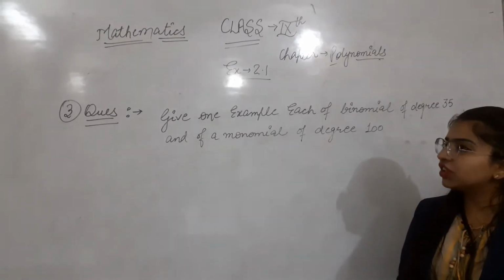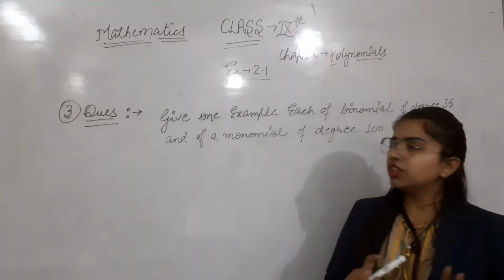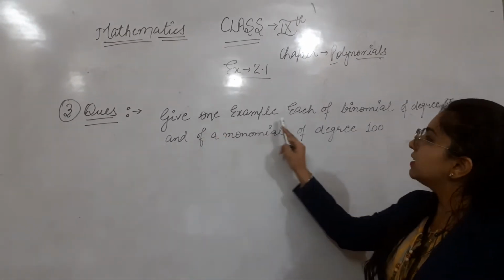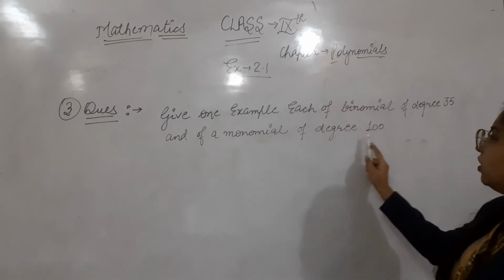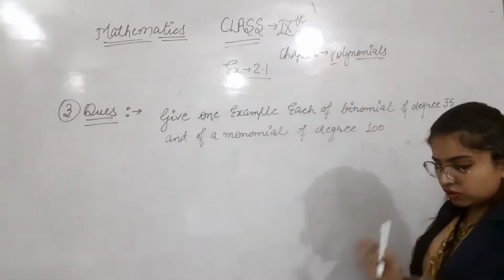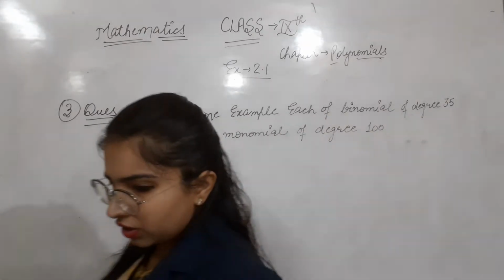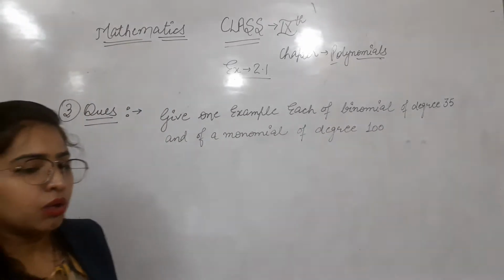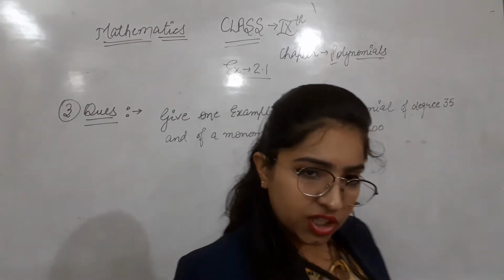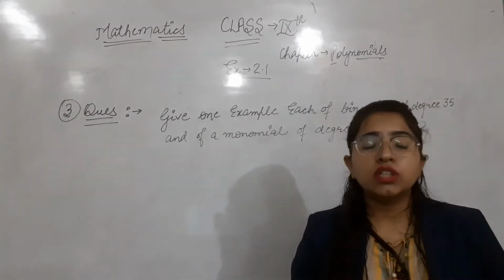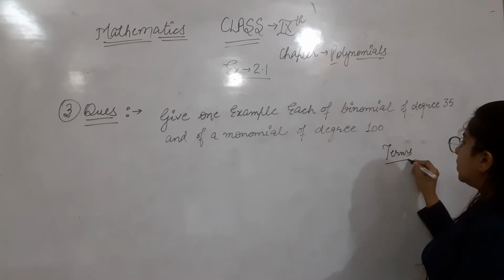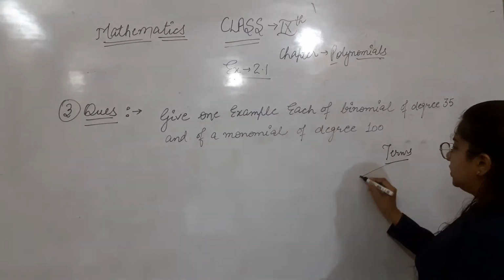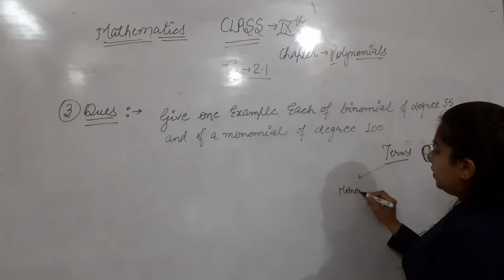Yes, coming to the next question, question number 3. What's the question over here? Give an example each of a binomial of degree 35 and a monomial of degree 100. First of all, before starting the question, you have to know about the classification of polynomials on the basis of terms.